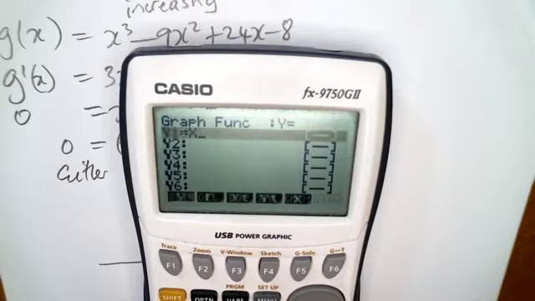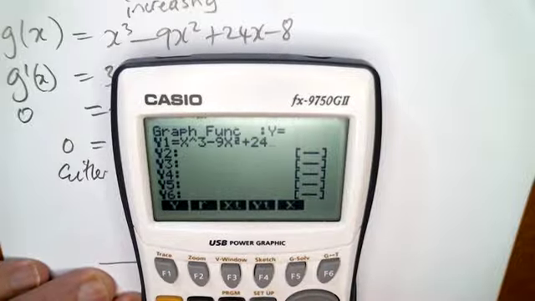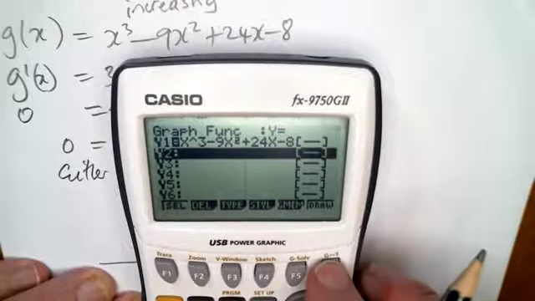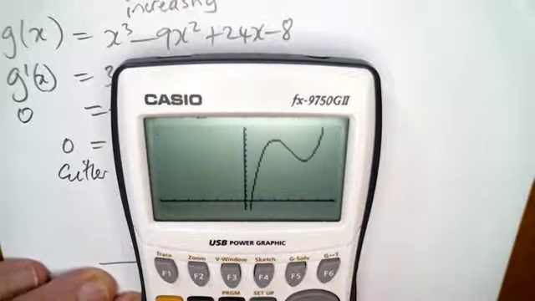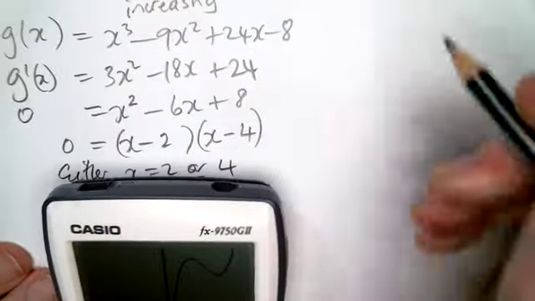So I'm going to go x, let's have a look. So it's going to be x to the power of 3 minus 9x squared. I'm not very good at this, by the way. Plus 24x minus 8. So let's go draw. And there it is. So what we've found, now I'm going to actually draw it up here.